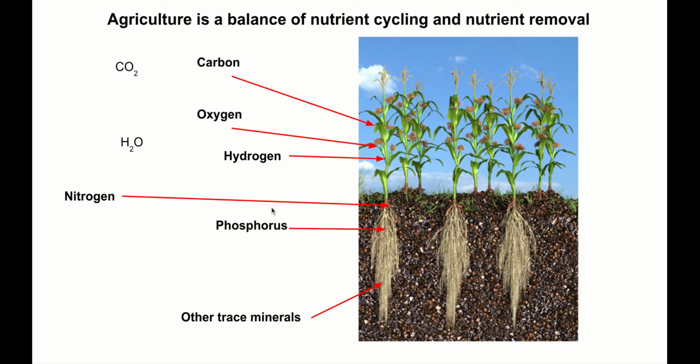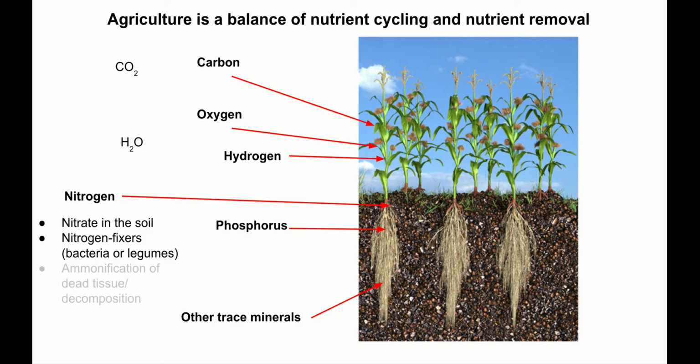But then nitrogen and phosphorus and the other trace minerals, these are really the limiting factors. These are much rarer. So where do they come from? Well, nitrogen is in the form of nitrate in the soil, and nitrogen fixers can put that nitrate into the soil. Nitrogen fixers, either bacteria or legume plants, can take nitrogen gas from the air and fix it into ammonia, which can then get converted into nitrate and then be accessible for assimilation by plants. And then we can also get nitrogen back into the soil as it decomposes out of dead organic stuff. So that's our process of ammonification of dead tissue, returns our nitrogen to the soil in the form of ammonia, gets converted into nitrate, plants assimilate it, we're good.